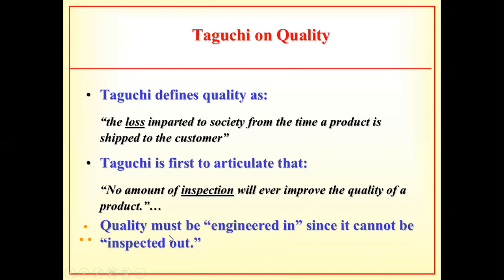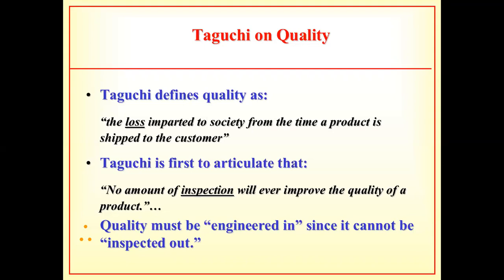What he said is that quality must be engineered in, since it cannot be inspected out. I add to it: it cannot be manufactured in, and it cannot be inspected out. Manufacturing people try to meet whatever dimension the designer gives me, so I am not adding anything to the quality. It means the designer must take care of all the aspects with respect to quality.